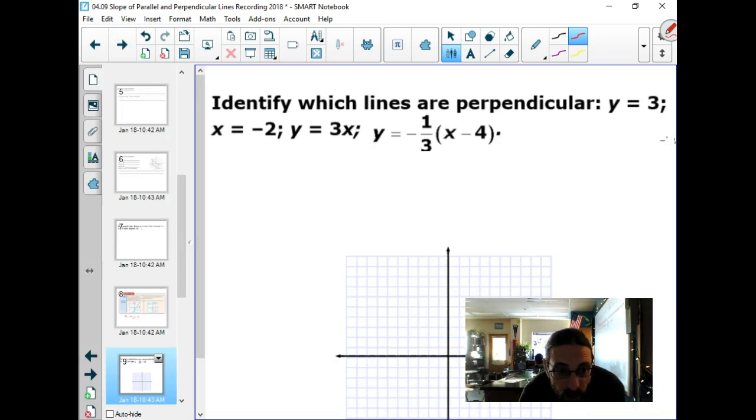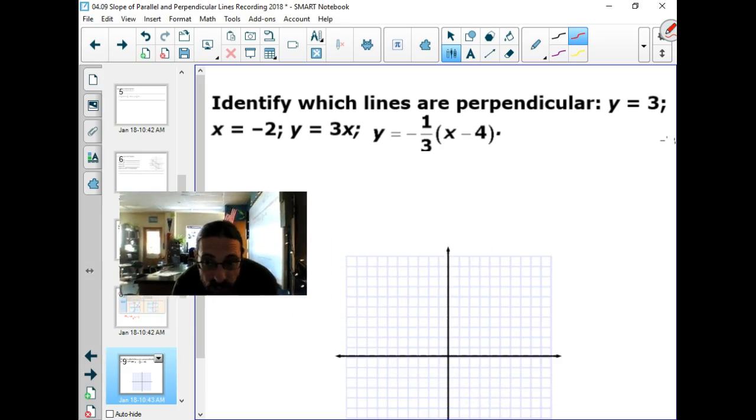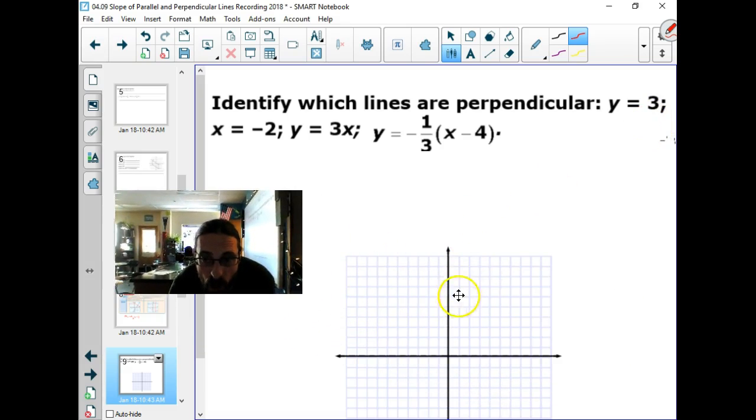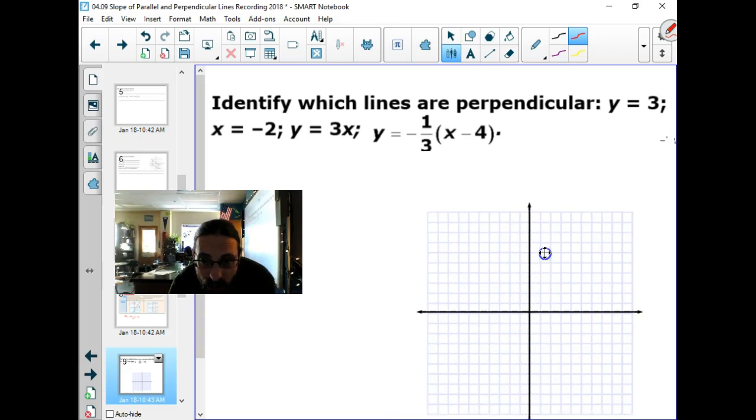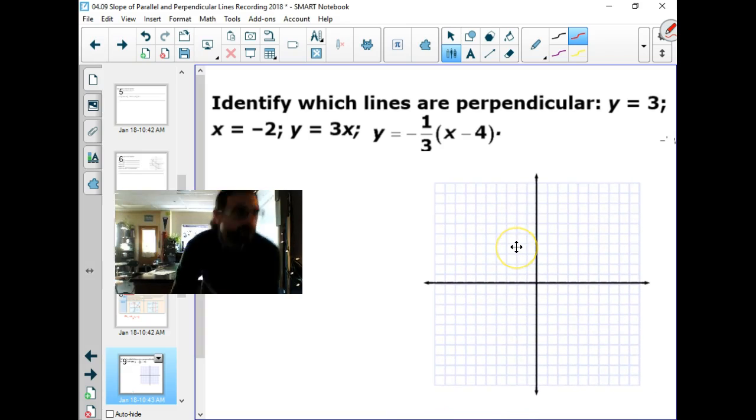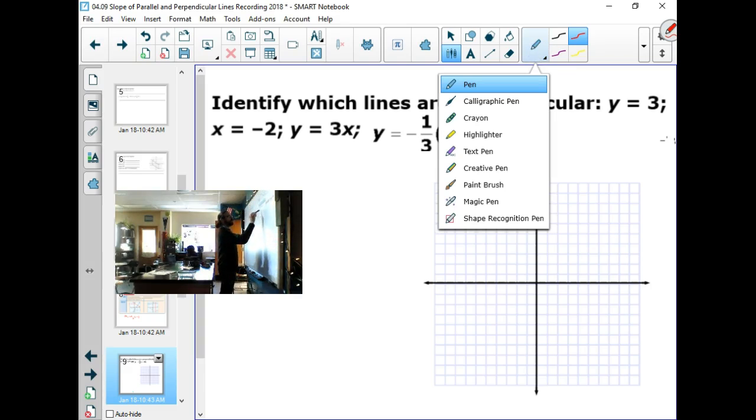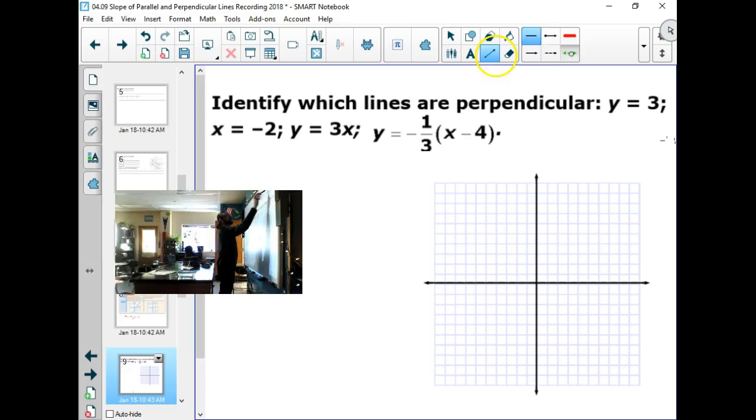All right, a very similar problem to the last. Identify which lines are perpendicular. You've got y equals 3. And actually what I'm going to do is I'm just going to graph these out. It's probably the easiest way to do it. So y equals 3 is this one right here. Y equals 3, 1, 2, 3. X equals negative 2 is this one here.